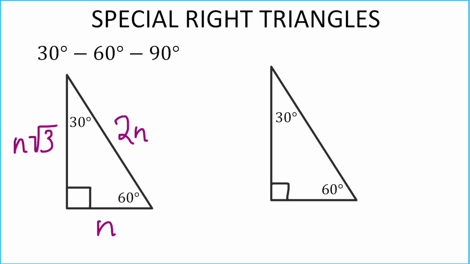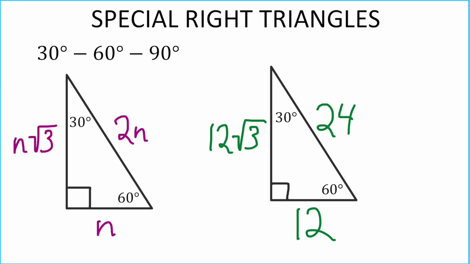Let's go ahead and practice a few. What if I tell you the short leg is 12? Then that means the hypotenuse would be double that, 2 times n, it would be 24. And our long leg would be 12 radical 3, because we're going n radical 3 to get the long leg.